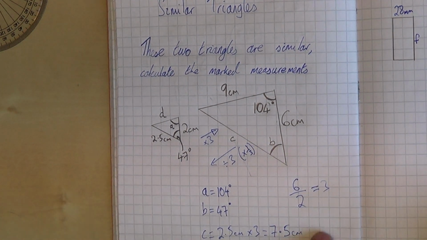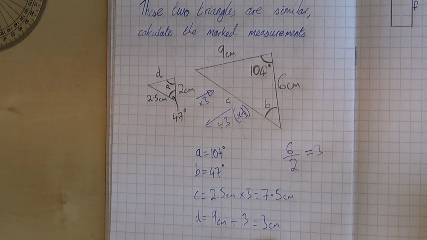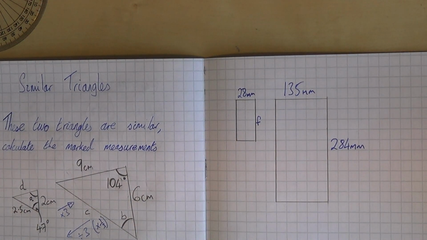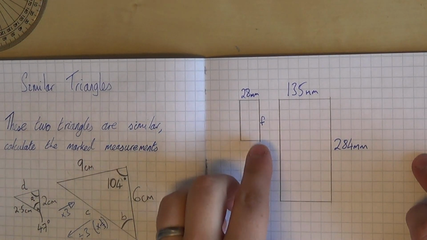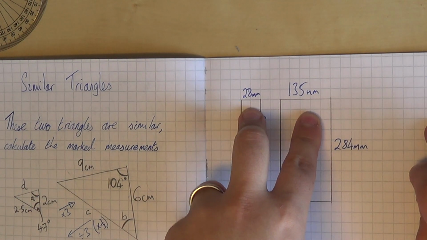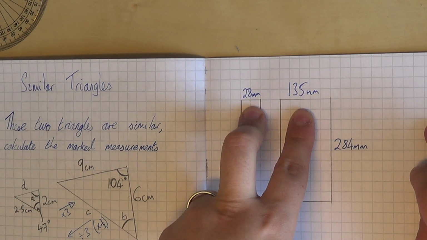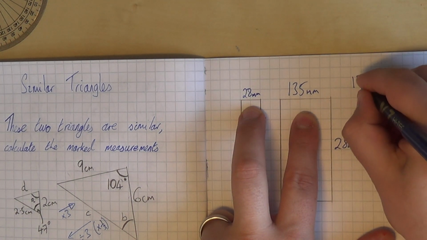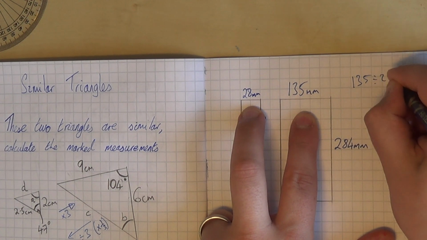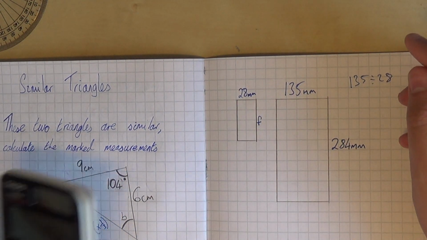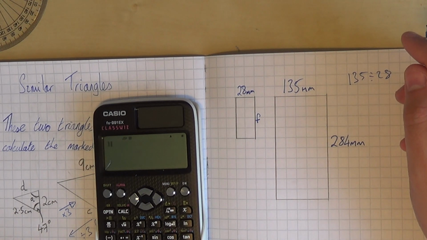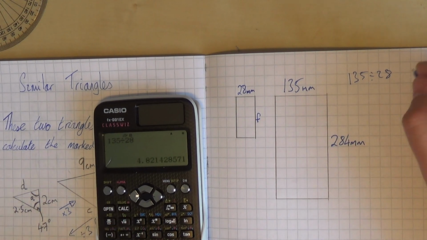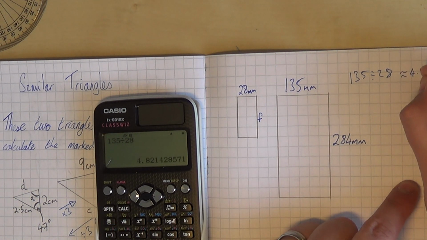So here it was a nice example because the scale factor was a nice integer of 3, made things nice and simple, but this works just as easily with numbers that aren't so simple. So these two rectangles are similar because the question says so, which means that to get from there to there is some multiplication. Now it's not obvious what, but we can easily work it out by doing 135 divided by 28. And if we have our calculator, that will give us an answer. It doesn't simplify that fraction, so that's roughly 4.82.